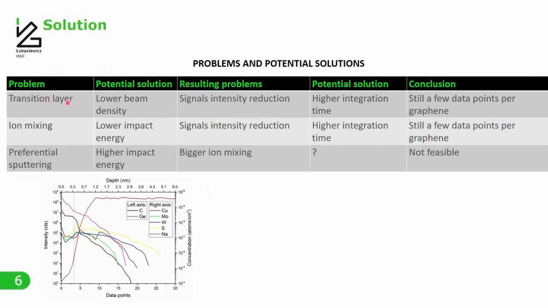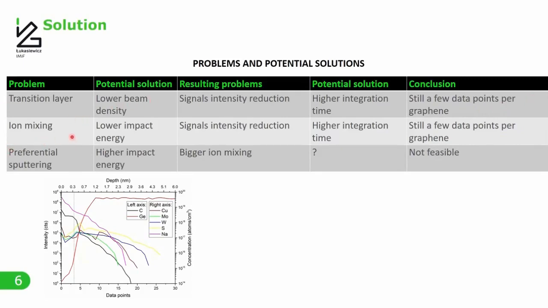So first, the transition layer. Typically, the first few data points of a SIMS depth profile should not be counted as reliable. However, in this case, the problem is that these first 4 data points are all we have for graphene. So what we can do is lower the density of the beam. However, in this case, we will drastically reduce the intensity of the signal. And to counter it, we should increase the integration time of these signals. However, then we will still end up with just a few data points for graphene.